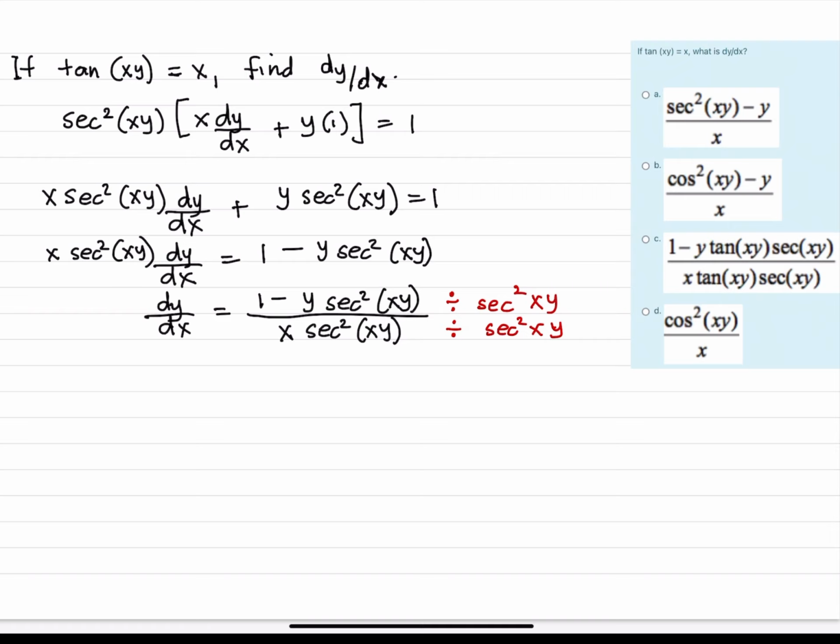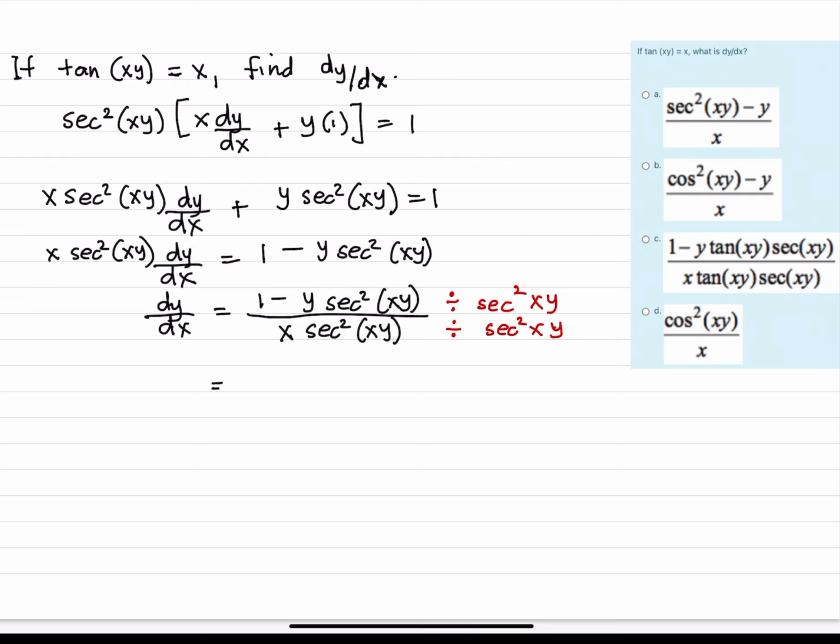It's like when you deal with a fraction, for example 10 over 15. To reduce this into simplest terms or lowest terms, we divide both numerator and denominator by 5. And that is equal to 2 over 3. So we employ the same process. Okay, we divide both the numerator and denominator by exactly the same expression, in this case, which is secant squared xy. So what happens next?